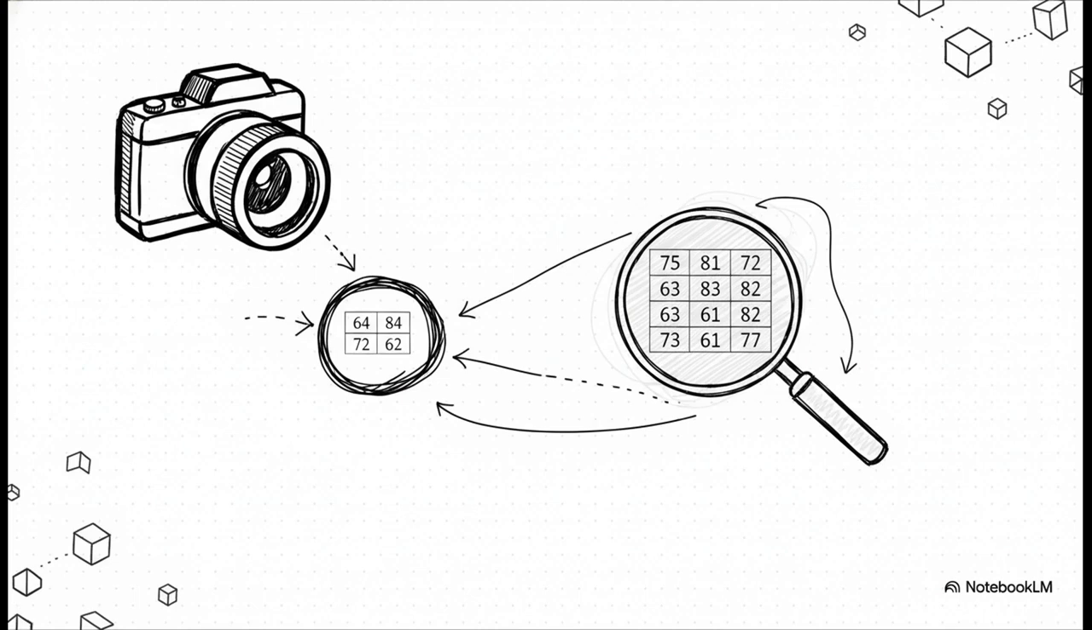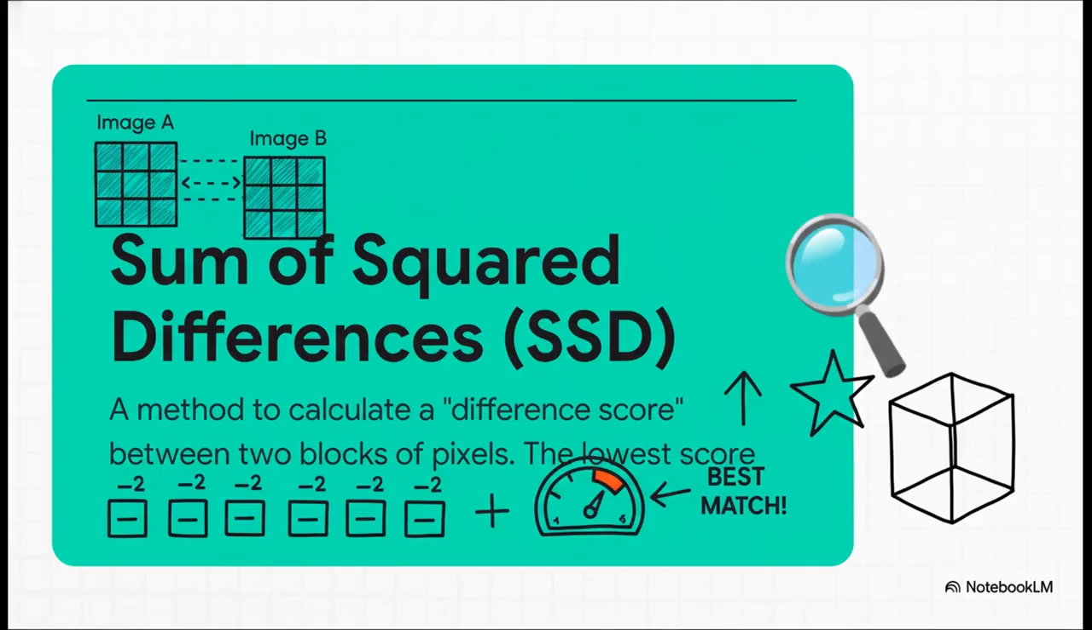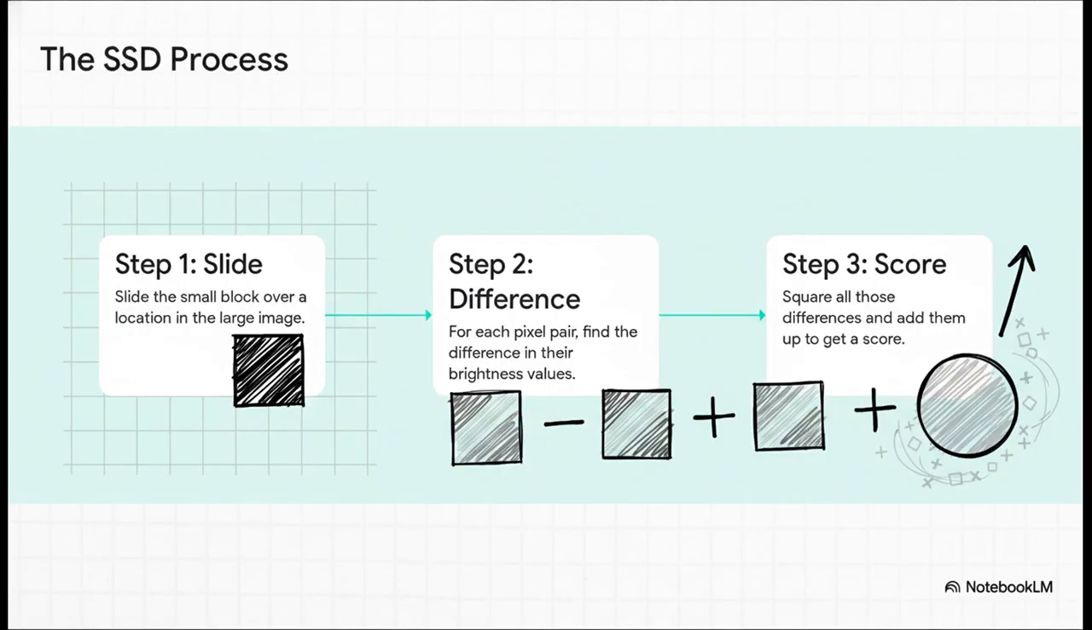So how does it know for sure when it's found the perfect match? Well, it uses a simple but really powerful method called the sum of square differences, or SSD for short. The best way to think about it is like a scoring system in a game. For every single possible position it checks, it calculates a different score. And the goal is super simple. Find the spot with the absolute lowest score, because the lowest score means it's the best possible match. And the process itself? It's really just basic arithmetic, which is wild.